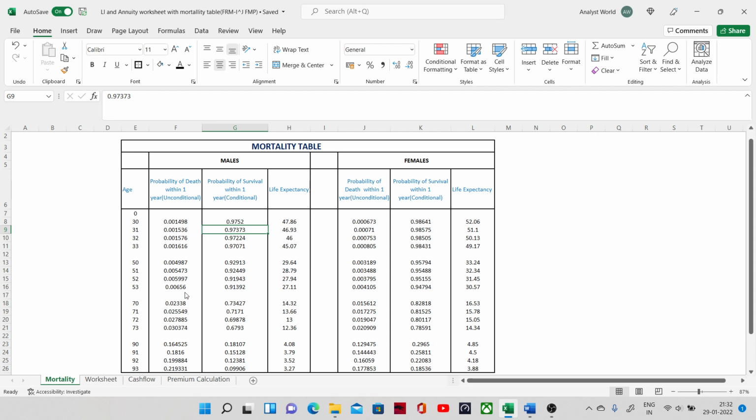Now, if you refer to the table, I have copied the data as it is with certain changes. The change is that column F, I have marked as probability of death within 1 year, within brackets, unconditional. So this word unconditional is missing in your book. Similarly, column G, I have marked as conditional. Same is the case with the female table as well. You could safely ignore column H, that is life expectancy, or column L as in life expectancy, because relevant to our exam and curriculum, these two columns are not required whatsoever.